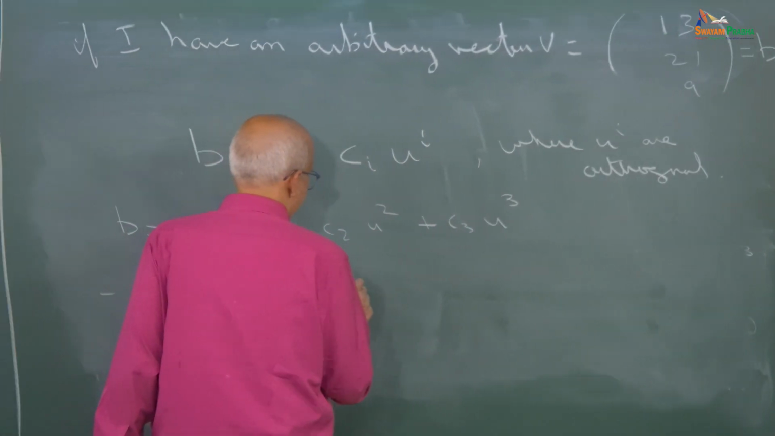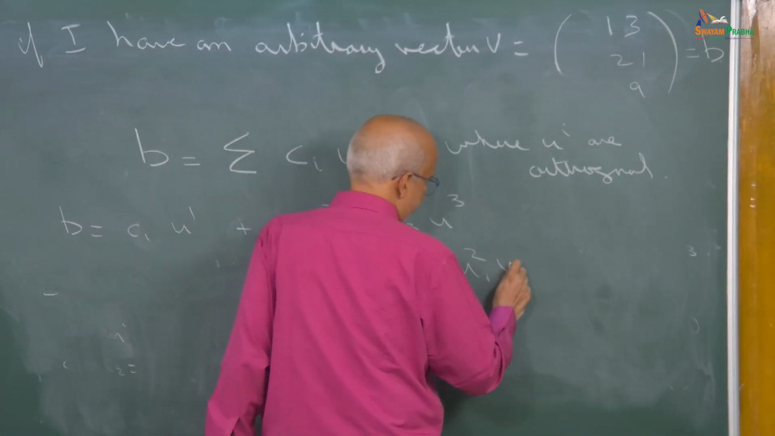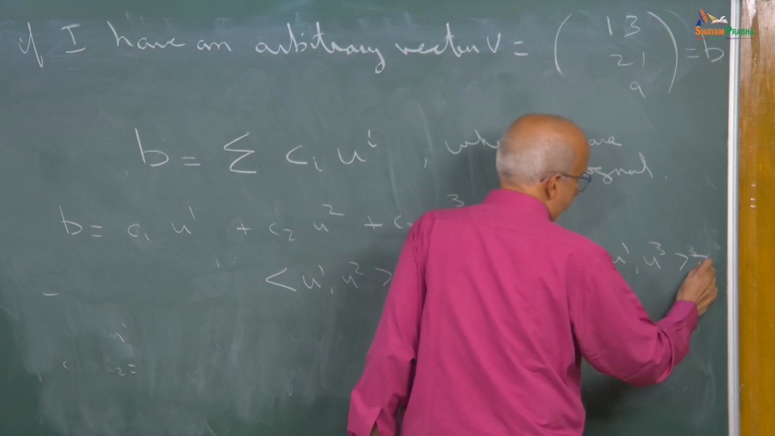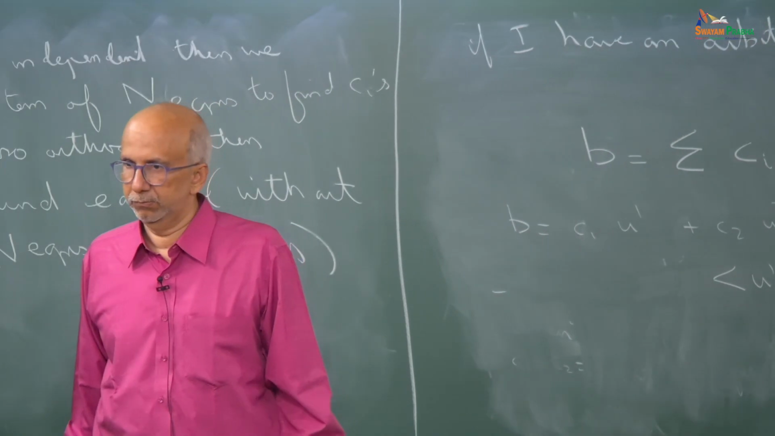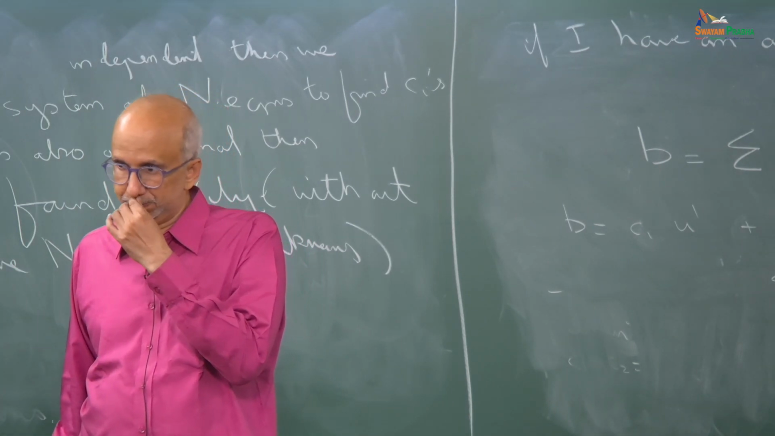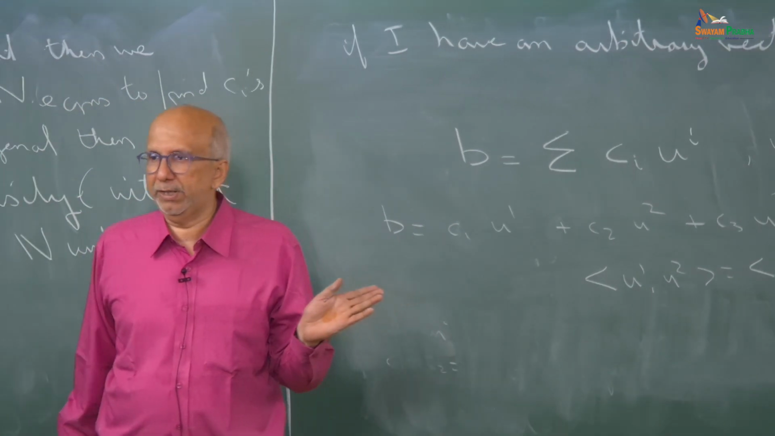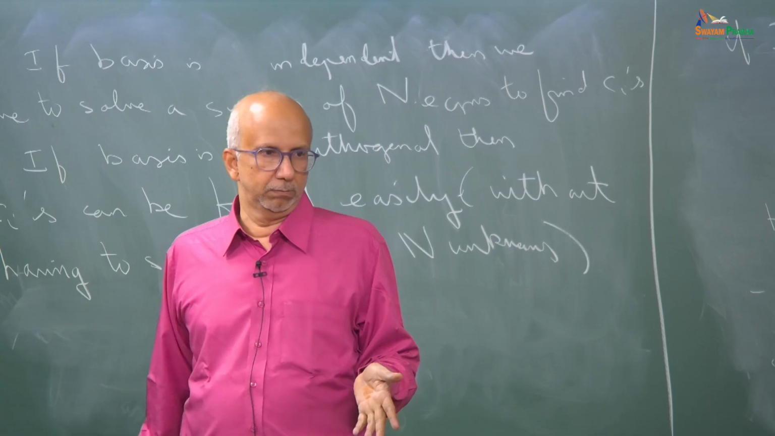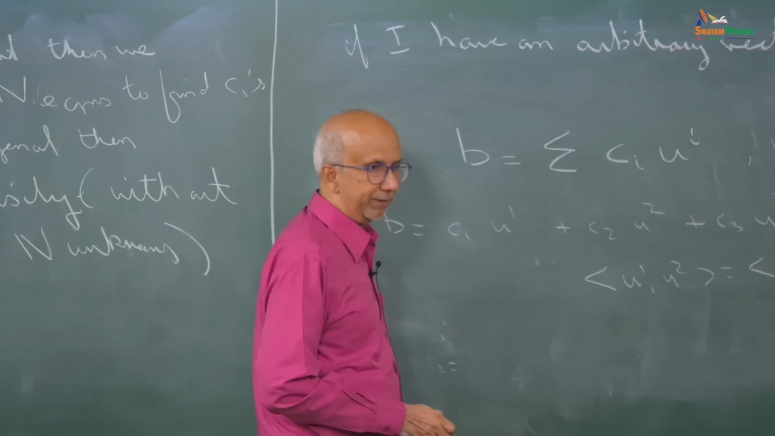What does that mean? Inner product of U1 with U2 equals inner product of U2 with U3 equals inner product of U1 with U3 equals 0, because they are orthogonal. That is what I mean by orthogonality. Dot product is 0, inner product is 0. So, what I am going to do now is take the inner product on both sides with U1.